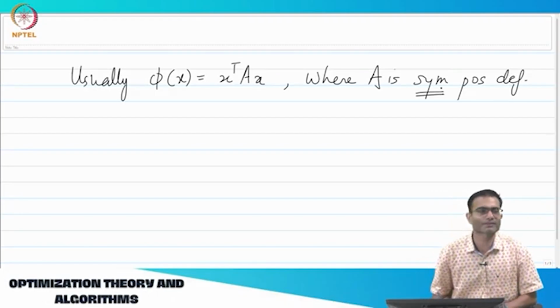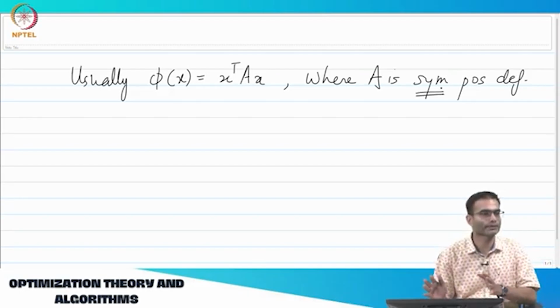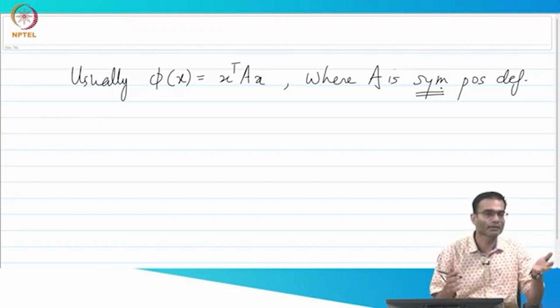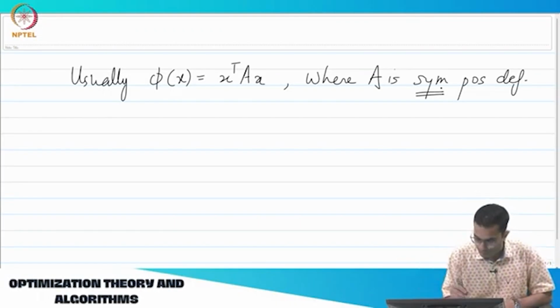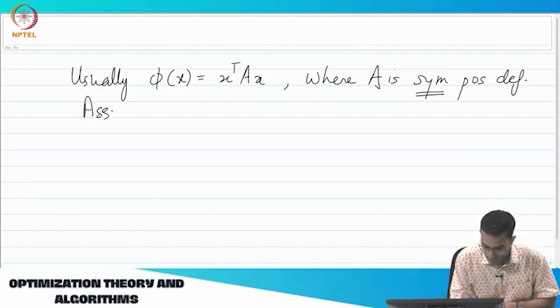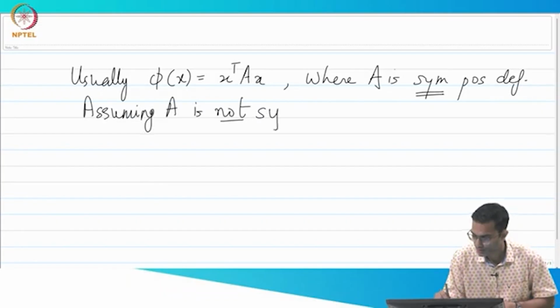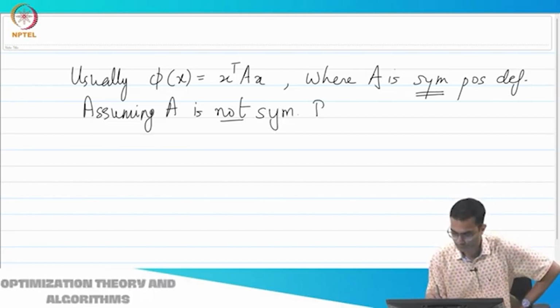So the answer is actually very simple. You can take A to be positive definite and not insist on it being symmetric. You know why? It doesn't matter. So let's see why it doesn't matter. Let's start by assuming A is not symmetric, but we'll assume that it is positive definite.